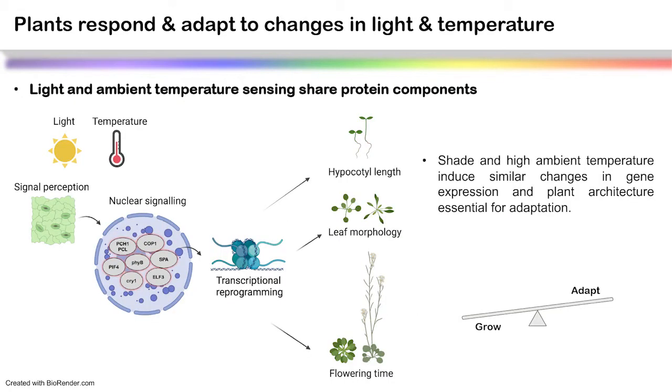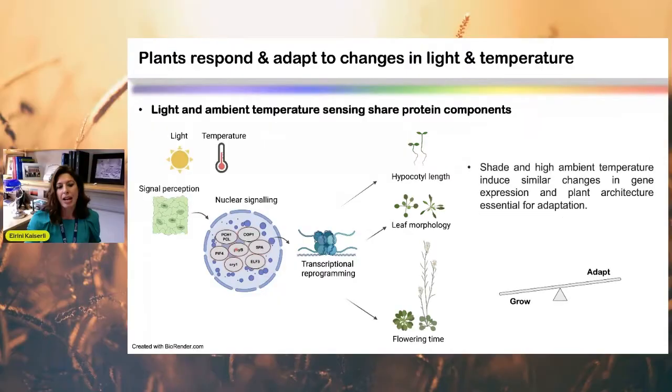So this is something that is really important to understand in more detail. And since light and temperature go hand in hand, it was not very surprising when recent studies showed that a lot of light signaling components are shared by ambient temperature sensing pathways. In particular, the red light receptor, phytochrome B, not only can perceive red light, but it also acts as a thermosensor. And other signaling components such as ELF3, early flowering 3, which is a component of the clock, but also of light signaling, have also been shown to act as a thermosensor.